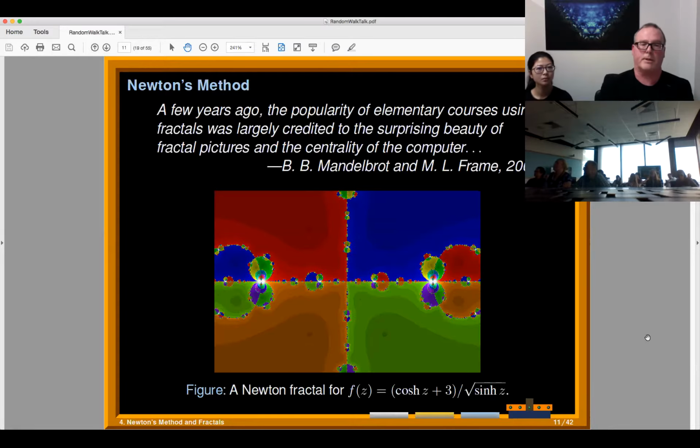So the example on the screen is a Newton fractal for hyperbolic cosine plus 3 over square root of hyperbolic sine, which is actually Halley's method for hyperbolic cosine plus 3. And the connection between Newton's method and Halley's method is something that we get to play with. And there are other iterative methods that we play with as well.